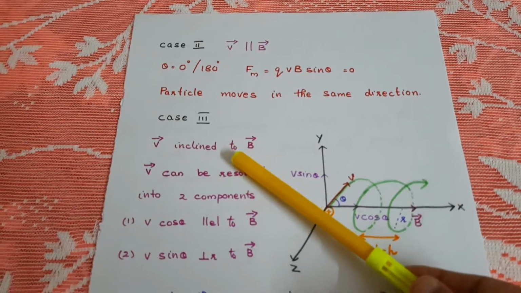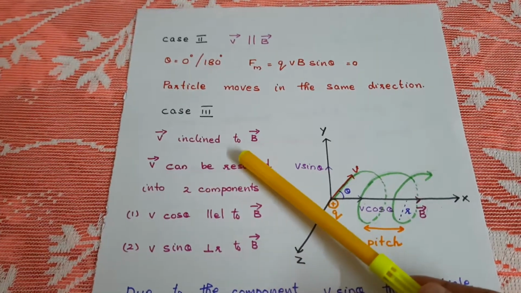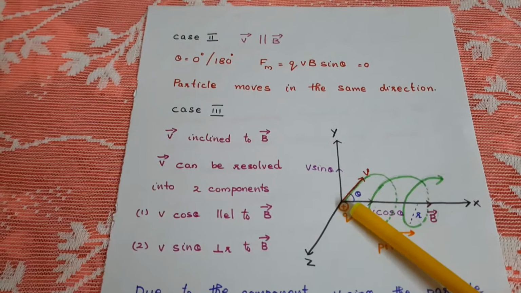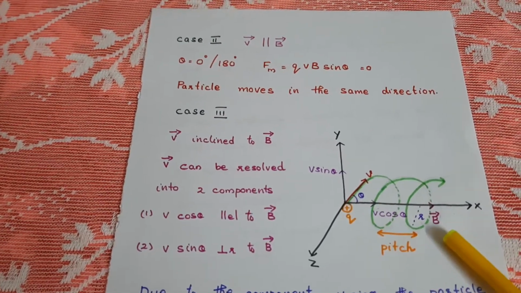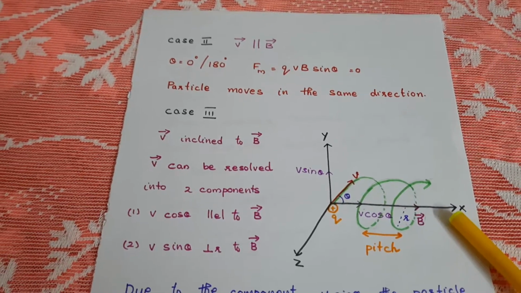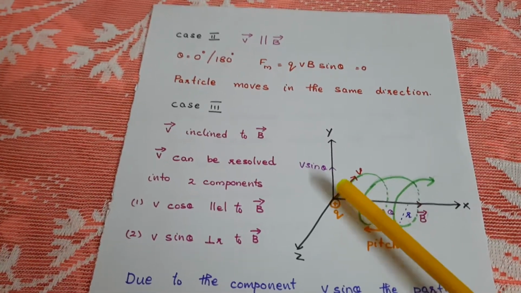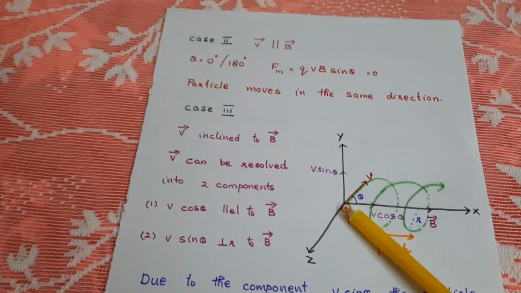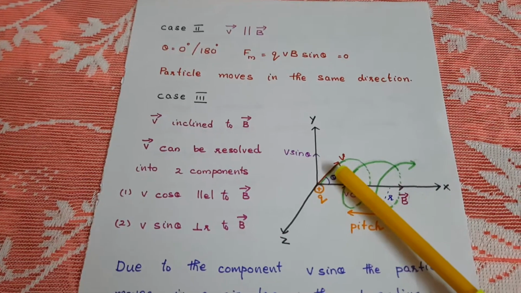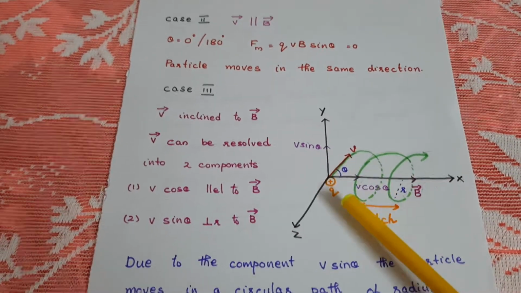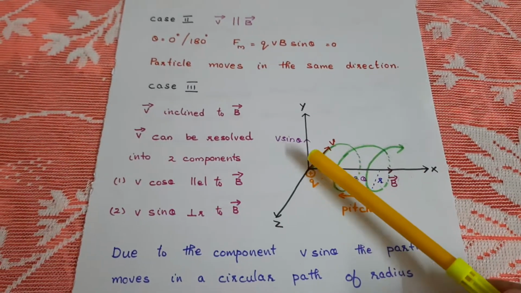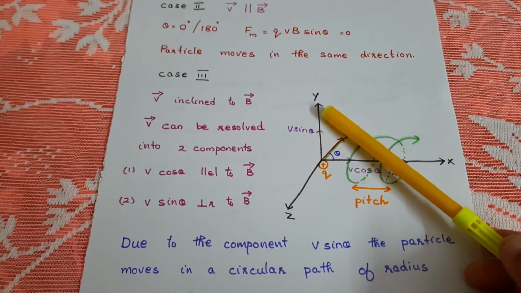Let us see the third case. v is inclined to B. The initial velocity vector makes an angle theta with the magnetic field. Here the magnetic field is along x-axis, and the velocity is in the xy plane, making an angle theta with the x-axis. So we can resolve the velocity vector into two components: v cos theta along the field direction and v sin theta normal to the field direction.